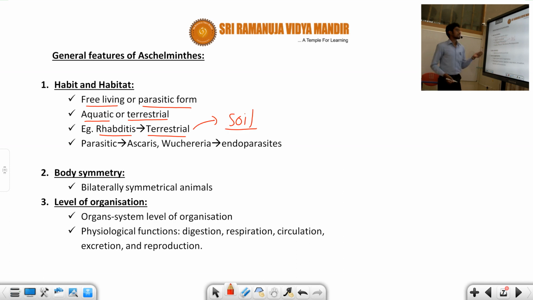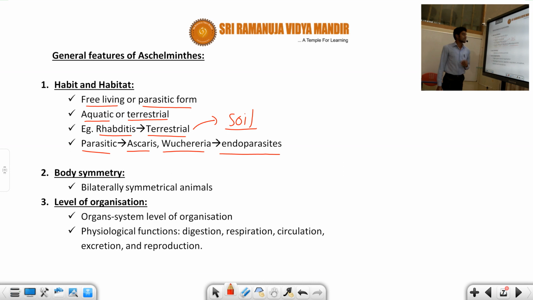Now coming to the parasitic form. Common examples of this are Ascaris and Wuchereria bancrofti. They are considered endoparasites. Fine. So that is about the habit and habitat of Aschelminthes, students.